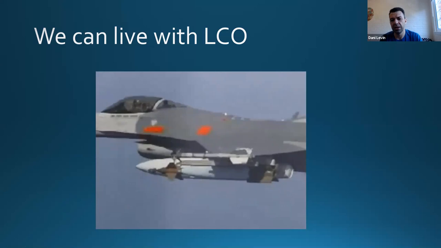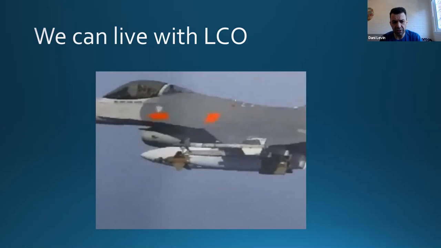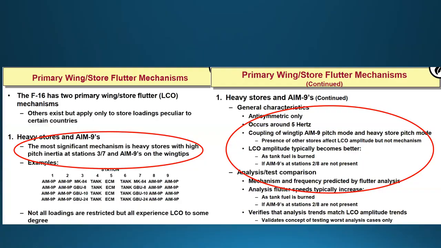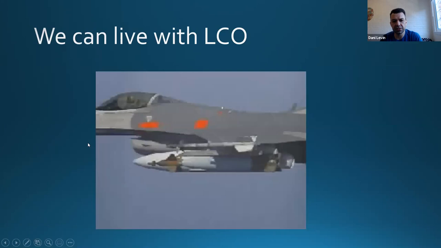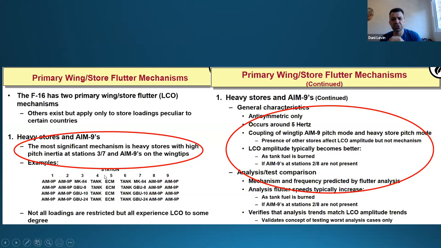So if you type flutter and F-16 in Google, you will at some point get to these manuals. These are non-confidential. You see, we have a list of several flutter or LCO mechanisms. For example, heavy stores and AIM-9s. This is exactly what we have here. The tip of the wing has an AIM-9. This is an air-to-air missile. And for heavy stores, you can see the fuel tanks and the bombs. So this is the most significant mechanism. You see the red ellipse on the left.